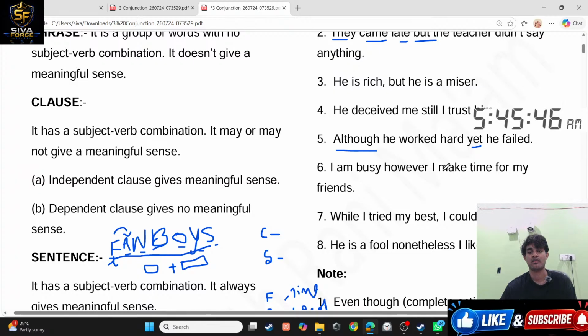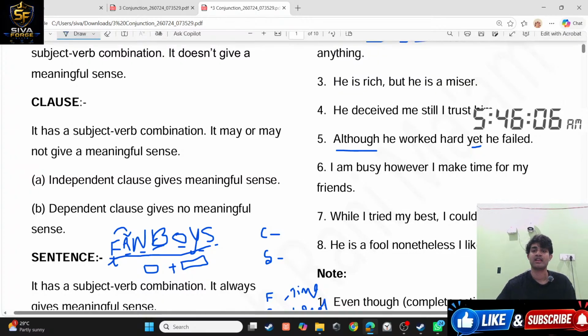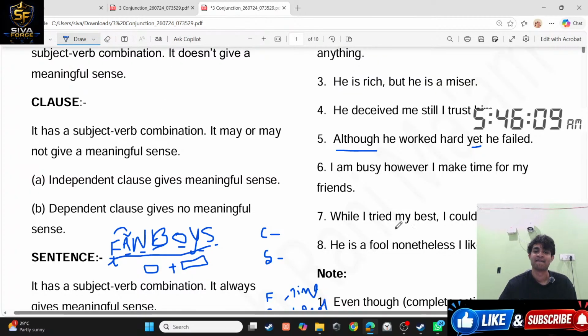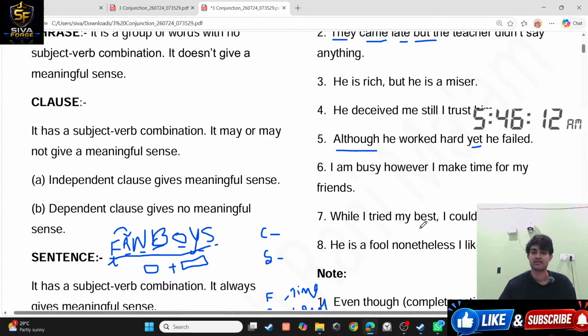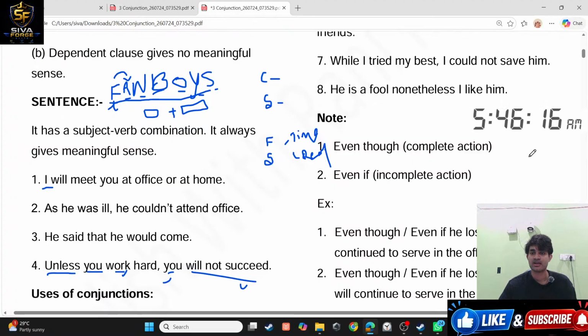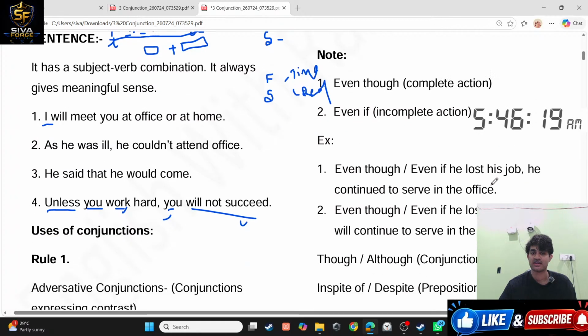I am busy, however, I make time for my friends. While I tried my best, I couldn't save him. He is a fool. Nonetheless, I like him. While I tried my best, I couldn't save him. Even though is a complete action, even if is an incomplete action.